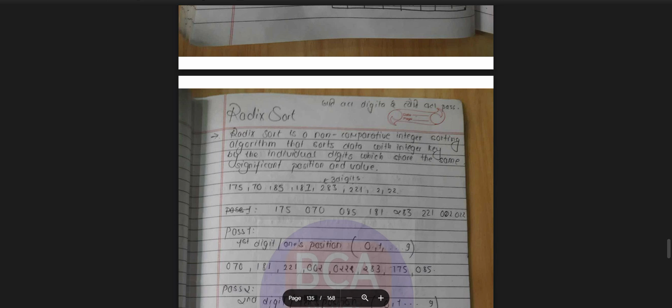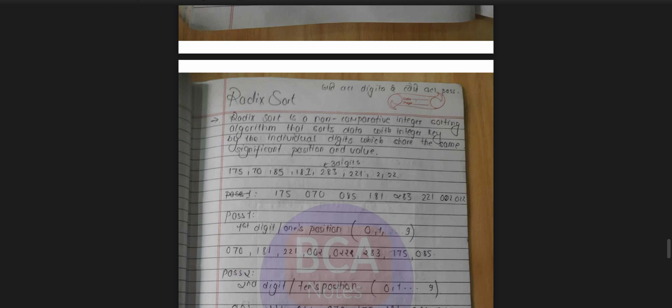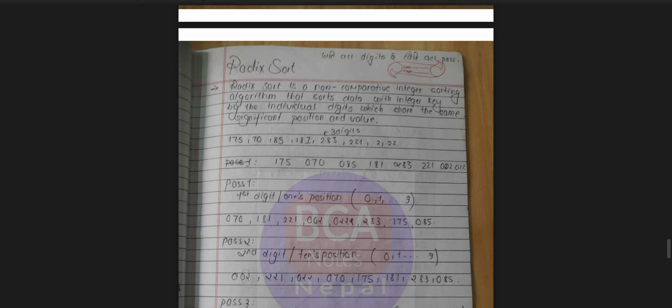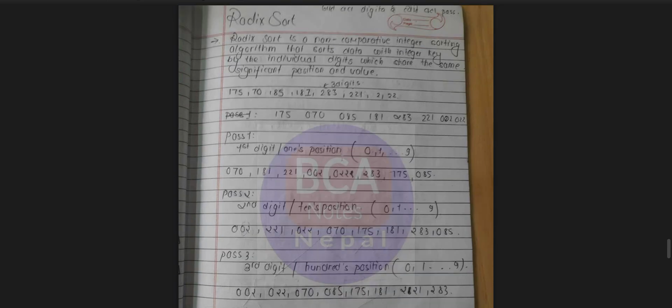Radix sort is a non-comparative integer sorting algorithm that sorts the data with integer keys by the individual digits, which share the same significant position in the value. 175, 170, 085, 131, 283, 221. First digit position: 170, 181, 221, 002, 022, 283, 175, 085. Second digit pass. Third digit pass.